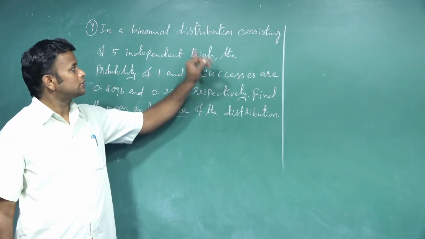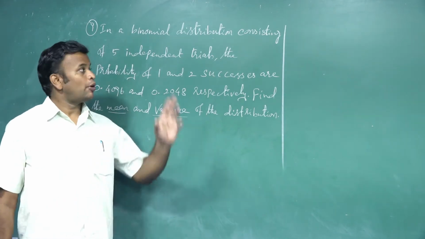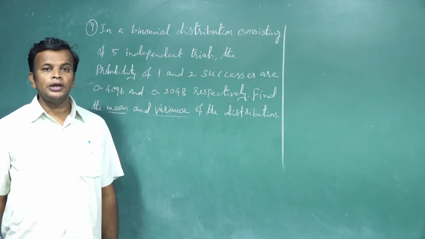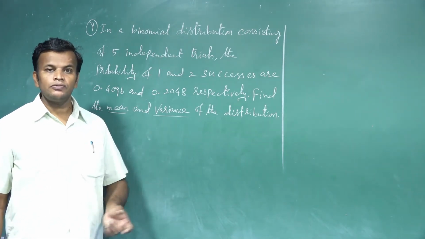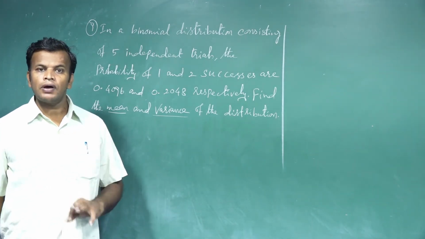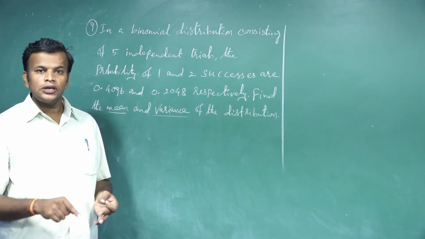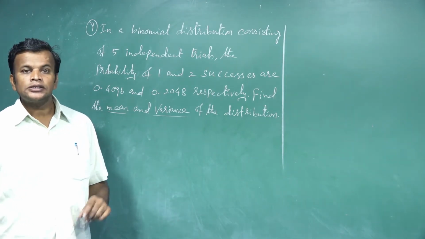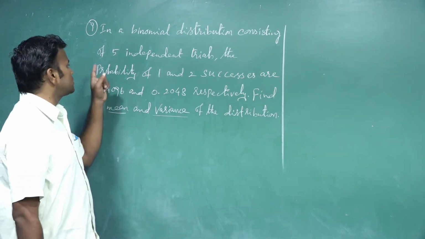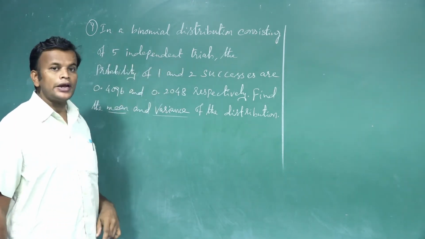The distribution follows the binomial. So to find the mean and variance in a binomial distribution, the formula to calculate mean is NP. Variance is NPQ. So we need to find the 3 unknown values: N, P and Q. Out of these 3, one value is given. You identify from the question: N always indicates the number of trials. Here, how many trials are there? 5 independent trials. So first of all, the given value of N is 5.